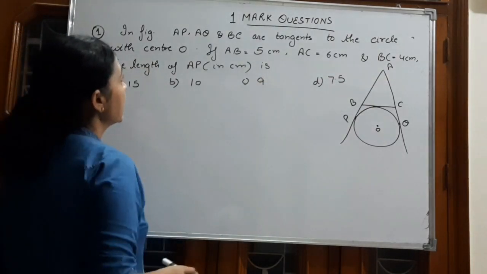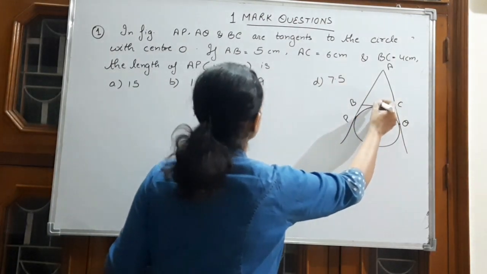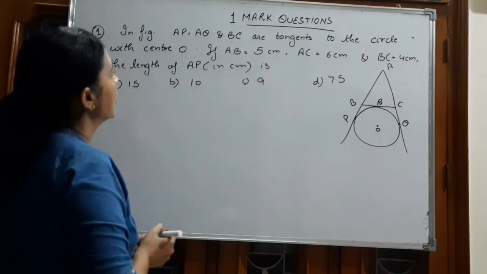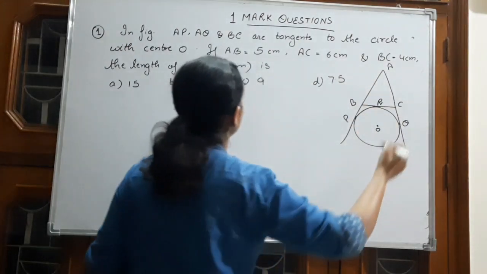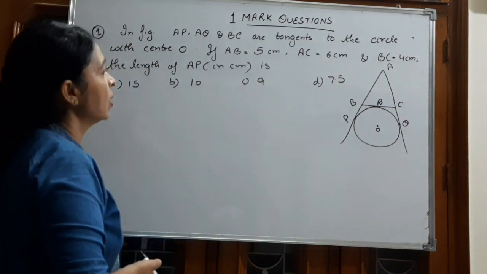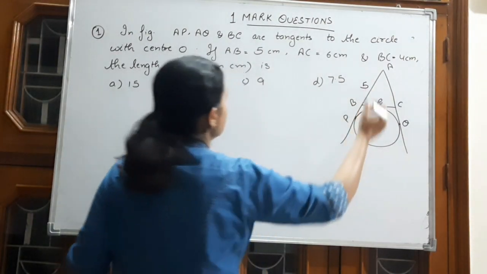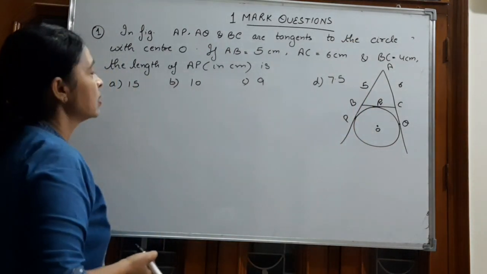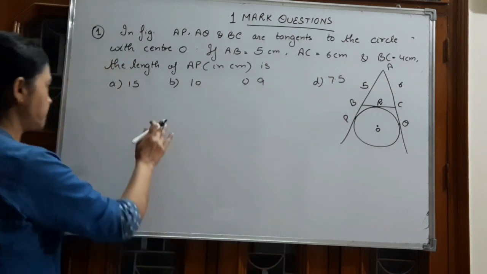In this figure, AP, AQ, and BC are the tangents to the circle, where R is the point of contact on BC. AB is 5 centimeters, AC is 6 centimeters and BC is 4 centimeters. What we have to find? We have to find the length AP.